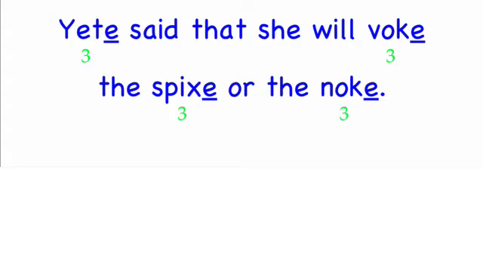Notice in the word voke and in the word noke, we use K to represent the sound K. You cannot use CK to represent that sound in these two words because to use CK, you must have a short vowel directly in front of that sound K. And in both of those words, voke and noke, the vowel before the K sound is long.